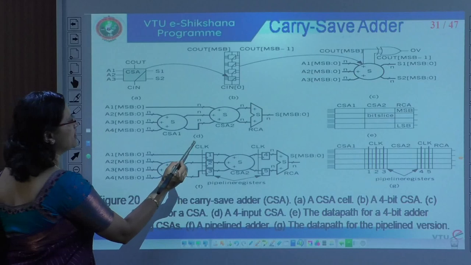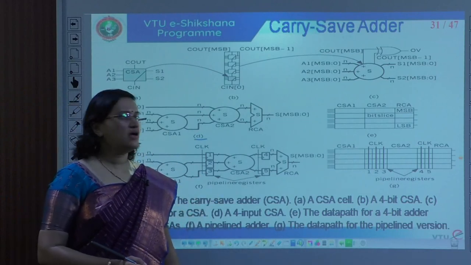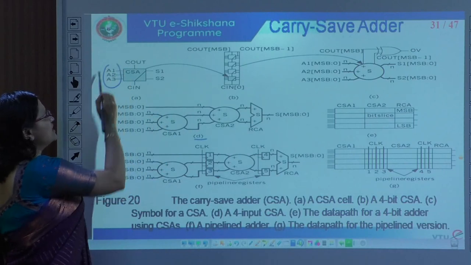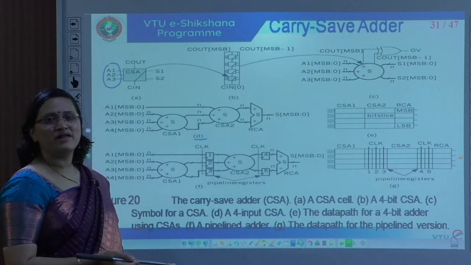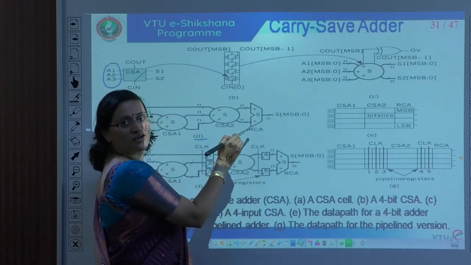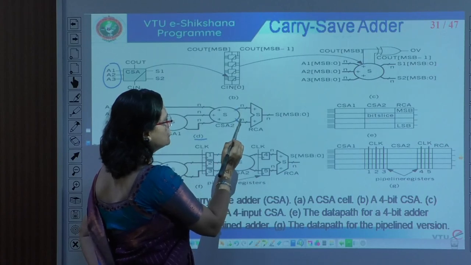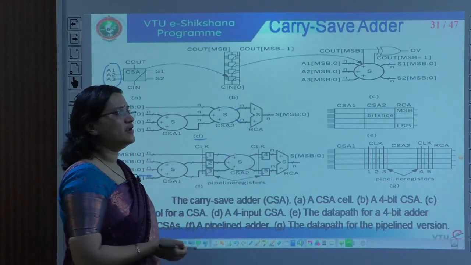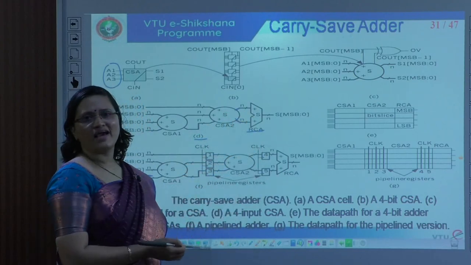Now look at figure D. We can use a carry save adder to add multiple inputs. This figure is an adder with 4-bit inputs. Initially the carry save adder has only 3 inputs, but here there are 4 inputs. The two sum buses are given as input to the carry propagate adder. Here the carry propagate adder is nothing but a ripple carry adder. We can use any type of adder, but here they have used a ripple carry adder.